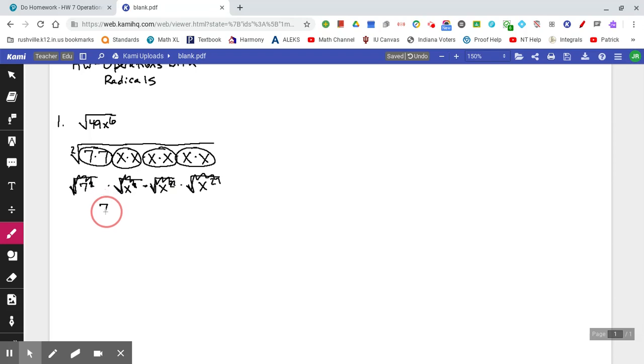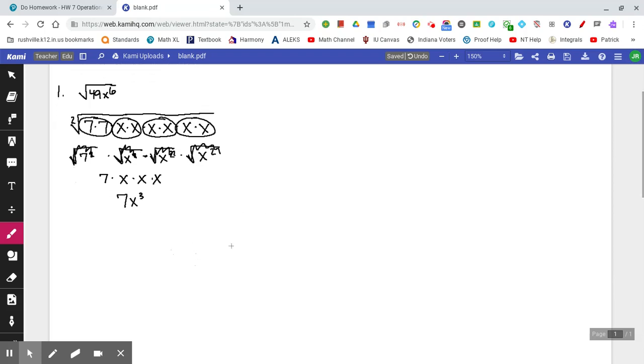And so what I have is 7 times x times x times x, or that's going to be 7x to the third power. So here's my final answer. The square root of 49x to the sixth power simplifies. This was actually perfect squares underneath, and so that means the radical completely goes away, and I'm left with 7x to the third power. All right, let's take a look at question number 2.